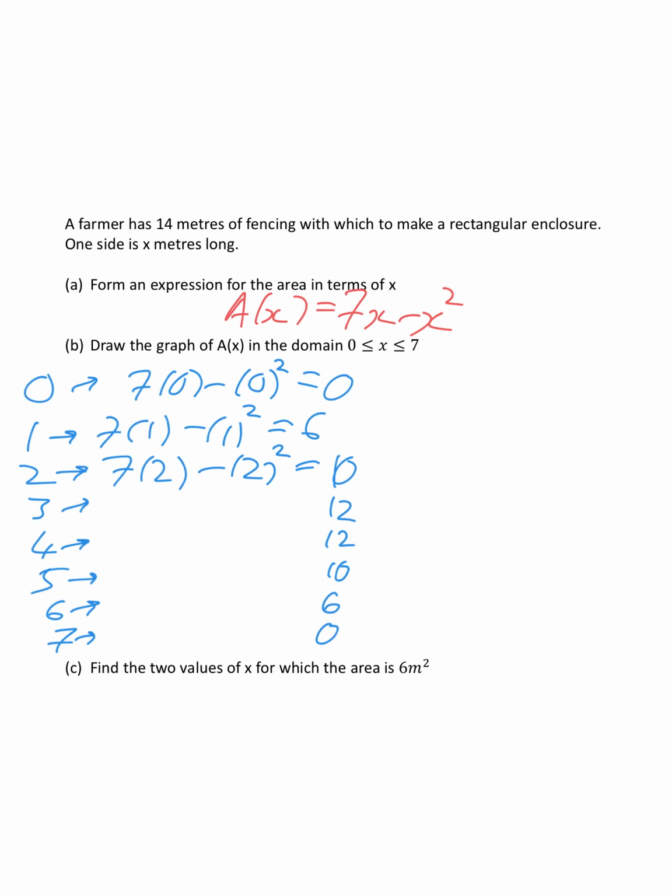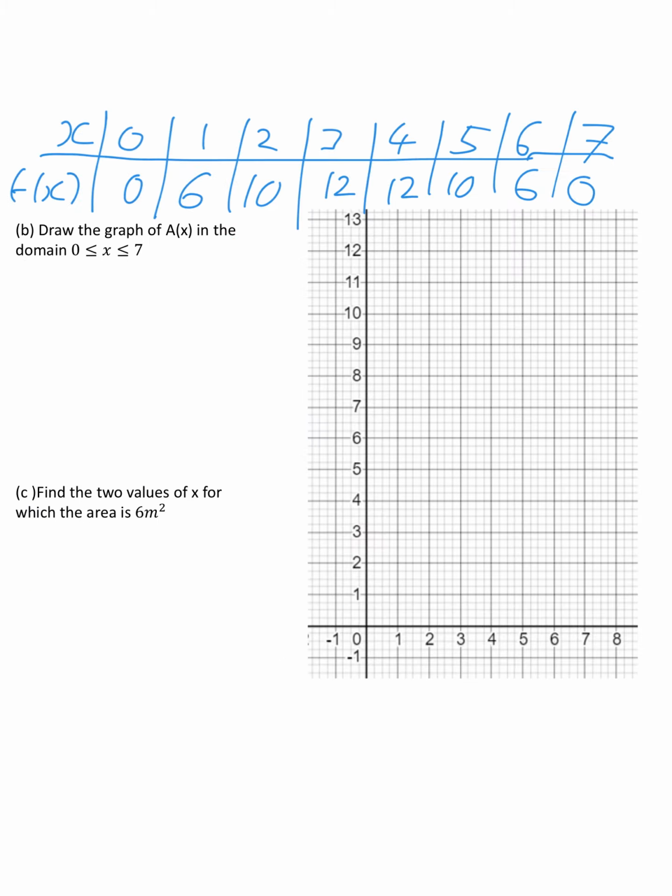Okay, so let's plot these values now. So the first one we have is 0, 0. Then we have 1, 6, 2, 10, 3, 12, and then 4, 12, then 5, 10, 6, 6, then 7, 0. Okay, so let's draw this now. Remember, smooth curve, not using a ruler.